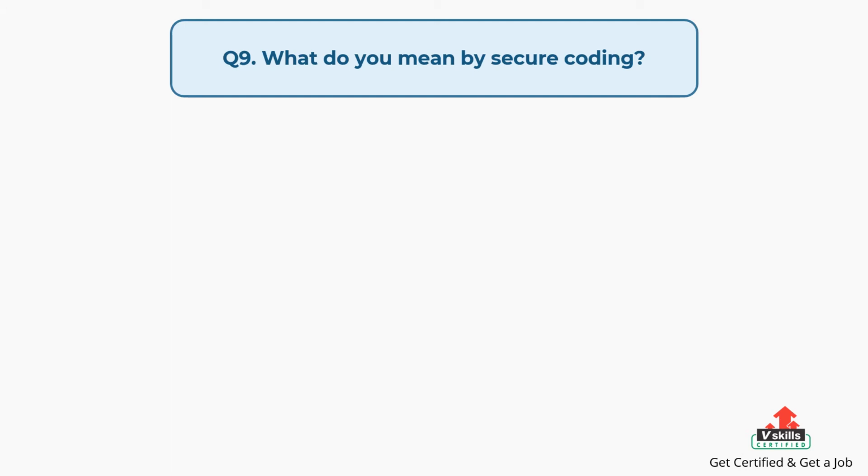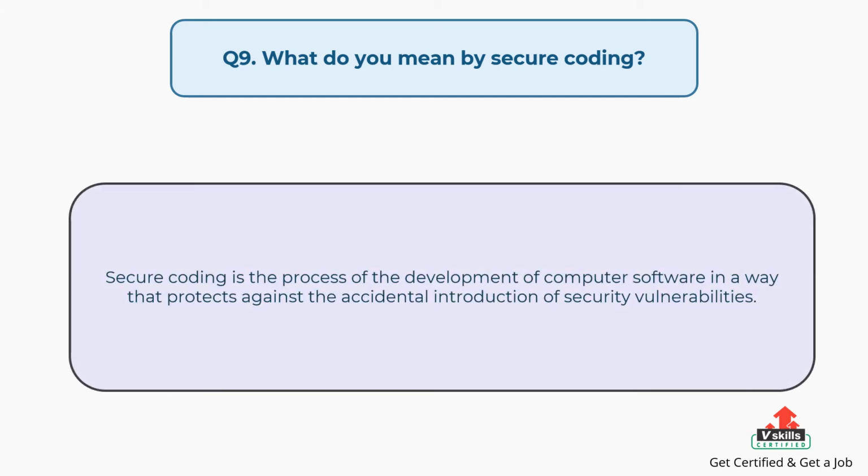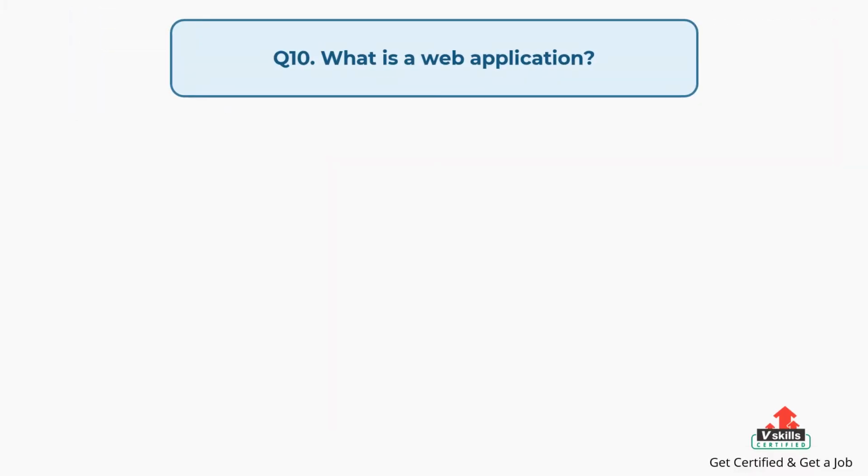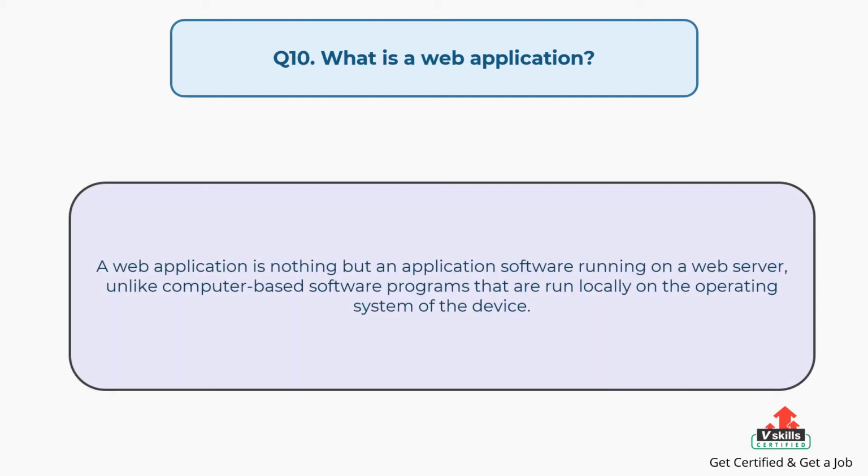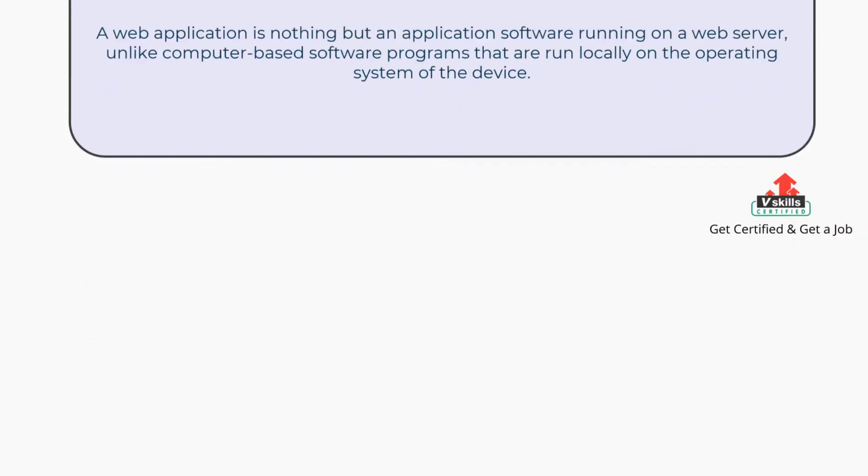Question number 9. What do you mean by secure coding? The answer is: secure coding is the process of the development of computer software in a way that protects against the accidental introduction of security vulnerabilities. Question number 10. What is a web application? The answer is: a web application is nothing but an application software running on a web server, unlike computer-based software programs that are run locally on the operating system of the device.